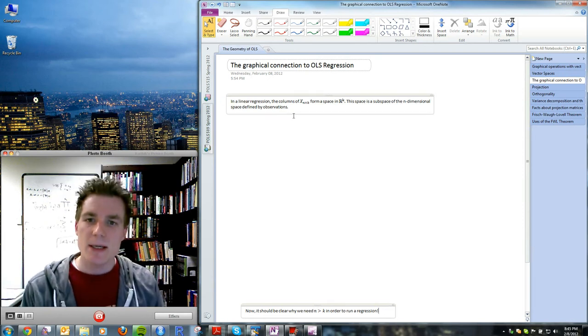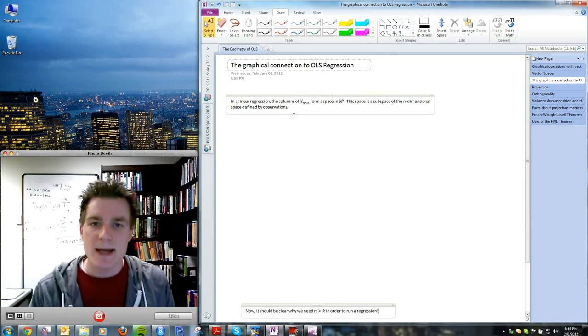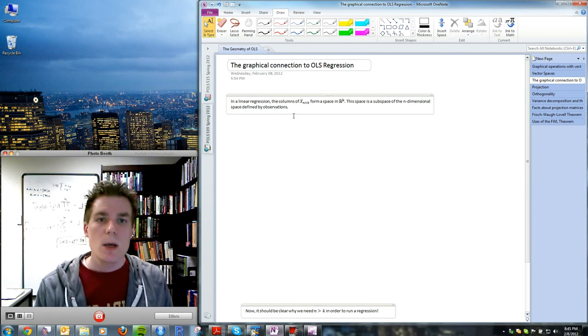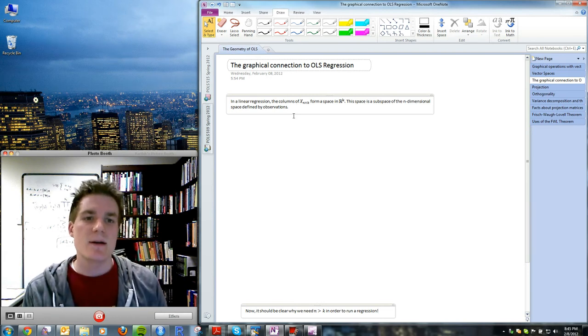So what I've written here is that in a linear regression, the columns of X, n by k, the matrix of independent variables, form a space in the real number hypercube of dimension k, where k is the number of independent variables that you have, including the constant term. This space is a subspace of the n-dimensional space defined by observations.